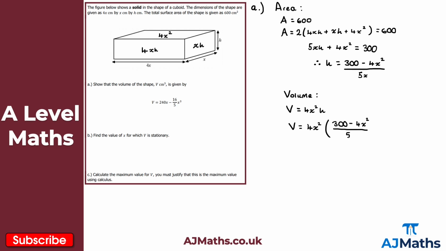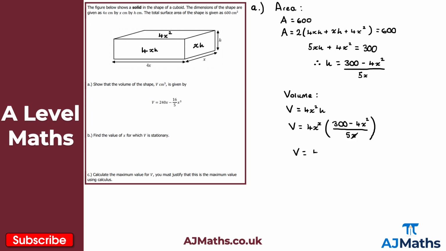All over 5x. And then from here, we've done most of the hard work now. We just really need to simplify this and rearrange it such that it's in the correct form here. So we can cancel an x here and an x here. So now if we expand out here, we get that V is equal... In fact, let me just rewrite this slightly.